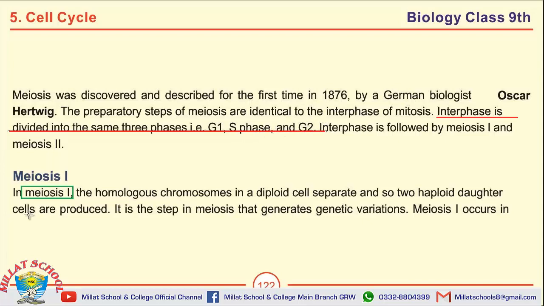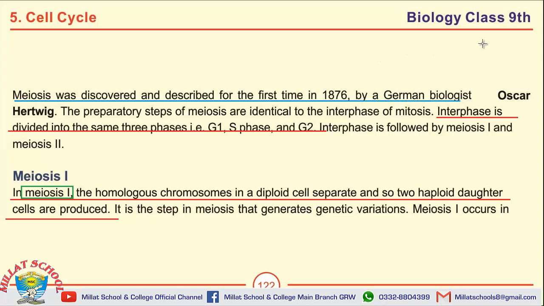Why meiosis 1 is called reduction division? In meiosis 1, the homologous chromosomes in a diploid cell separate and 2 haploid daughter cells are produced, so it is called reduction division. Some MCQs may be, the first one is about the discovery of meiosis. Meiosis was discovered and described for the first time in 1876 by Oscar Hertwig. In meiosis 1, 2 haploid cells are produced.